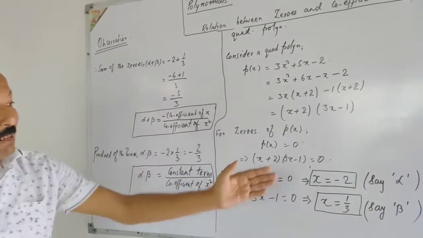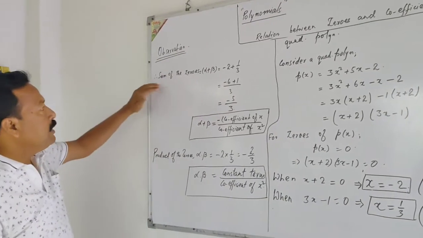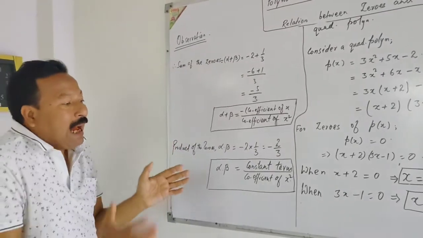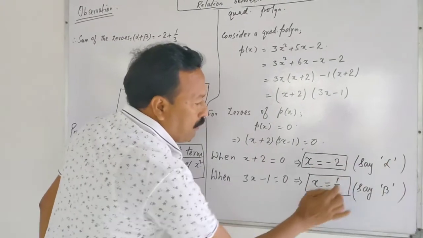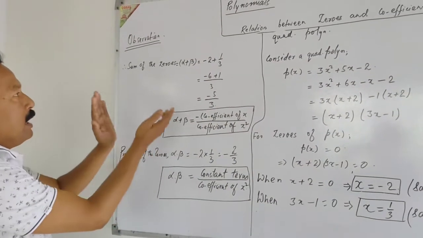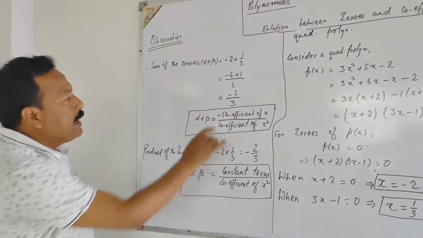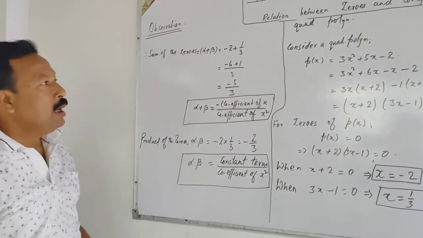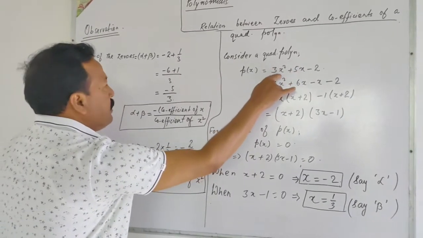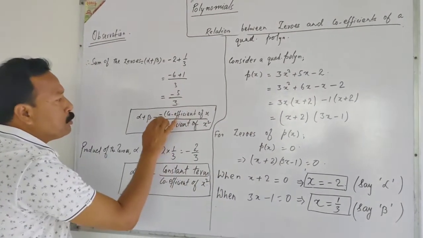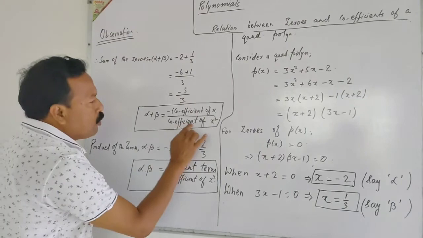Here we'll observe the sum of the two zeros so far found. Just add those two zeros, that is alpha plus beta. We have considered minus 2 as alpha and 1 upon 3 as beta. On adding these two, minus 2 plus 1 upon 3, we get minus 5 upon 3. You can clearly view here 5 is the coefficient of x and 3 is the coefficient of x square, and we put a minus sign.